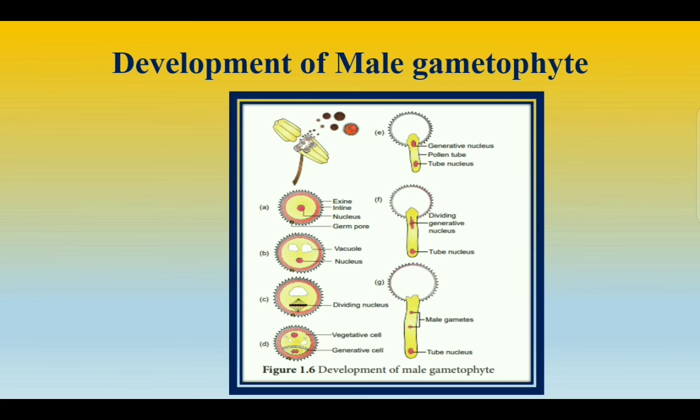In case the pollen is liberated at the two cell stage, the generative cell will divide into two male cells. After producing the pollen tube, the generative nucleus will divide and form two male gametes. This may happen after reaching the stigma or in the pollen tube before reaching the embryo sac. So this is the development of the male gametophyte.